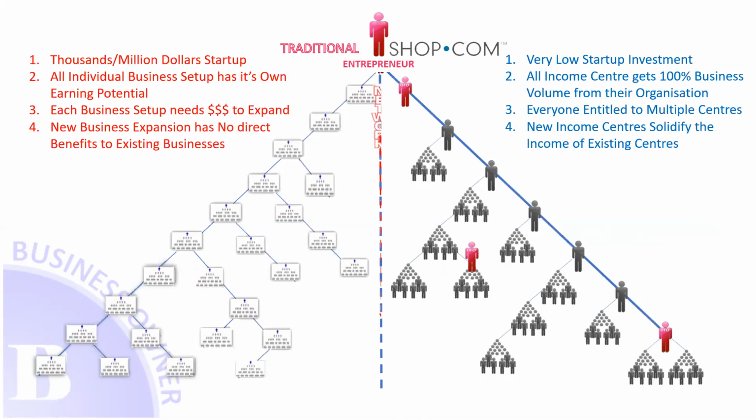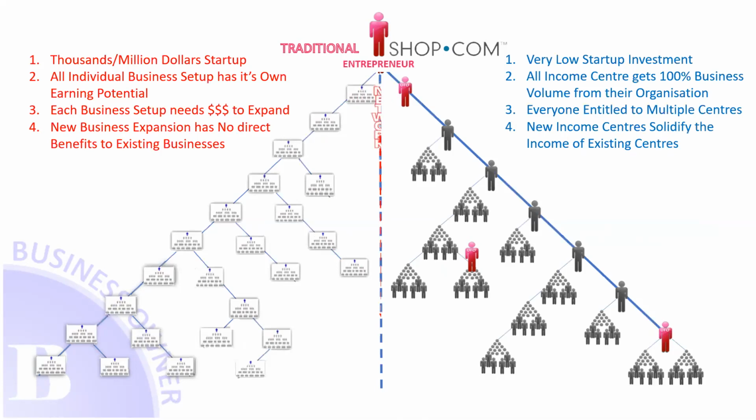With traditional businesses, each setup needs money to expand, as we've talked about already, and new business expansion has no direct benefits to existing businesses. So if you have one shop, say in Sydney, and then another shop in Melbourne, and another one internationally in Singapore, all three of those business expansions have no direct benefits. Whereas in shop.com, all the income centers actually solidify the existing centers.